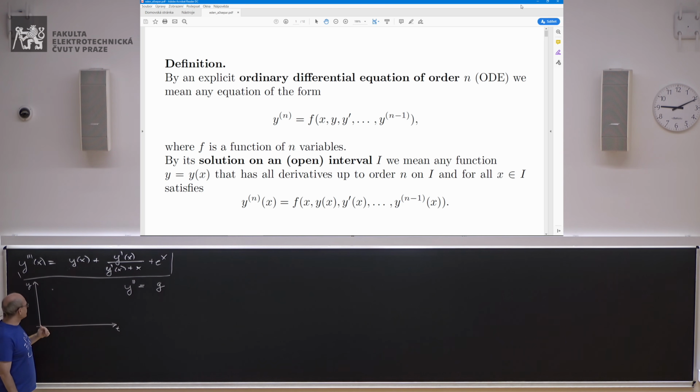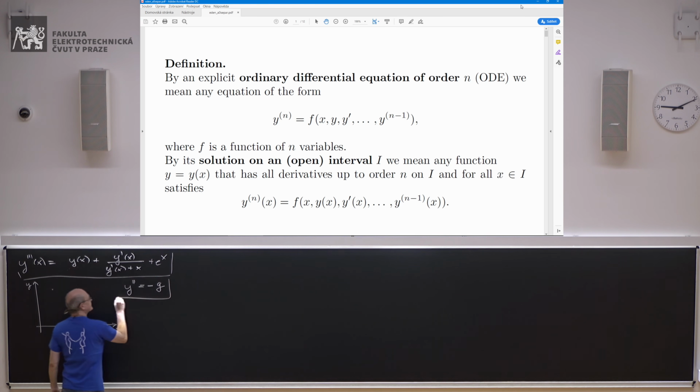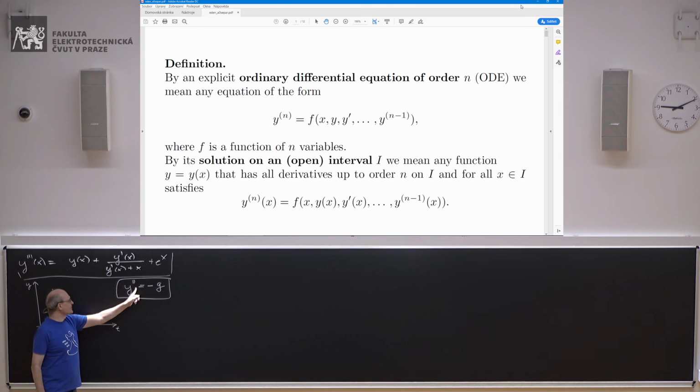We have to be a little bit careful. Gravity pulls down, but the elevation points up, so we have to change the sign. And that's a differential equation. Now you can notice that there is no variable here, no t.